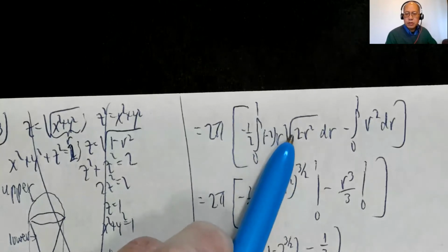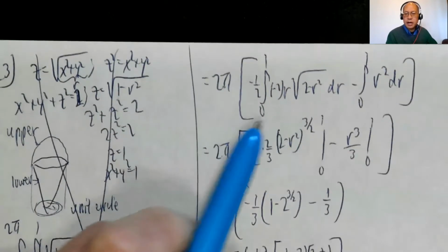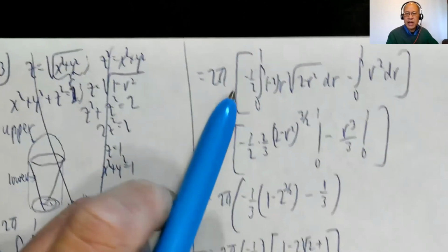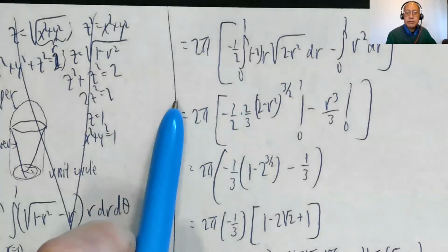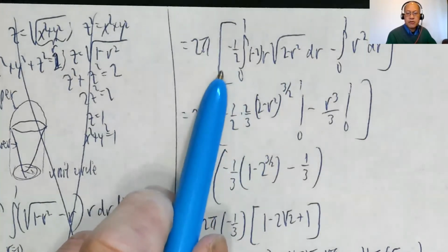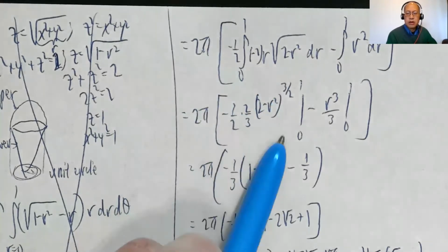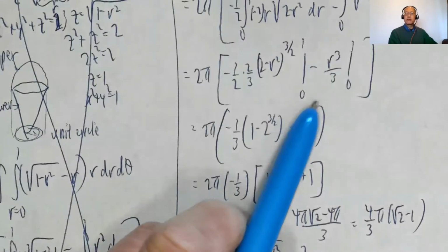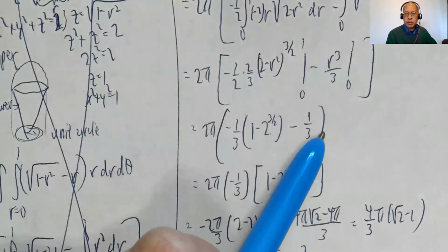If I do a u substitution, u equals 2 minus r squared, du is negative 2r dr, so I need a negative 2 inside and negative half outside. That's going to be easy. So that's 2 minus r squared to the half, with a negative 1/2, so 2 minus r squared to the 3/2 times 2/3, from 0 to 1. The other one is r cubed over 3. Let's get this out of the way: plug in 0, you get 0; plug in 1, you get 1/3.